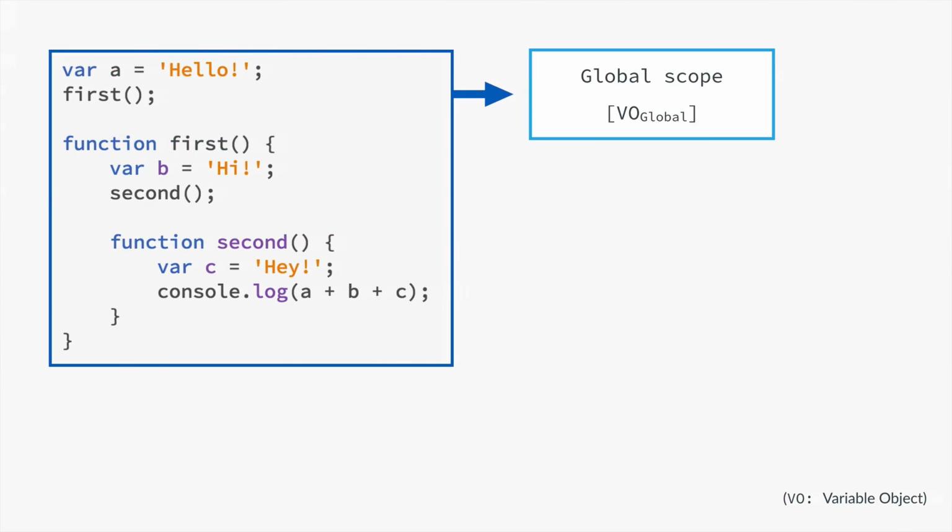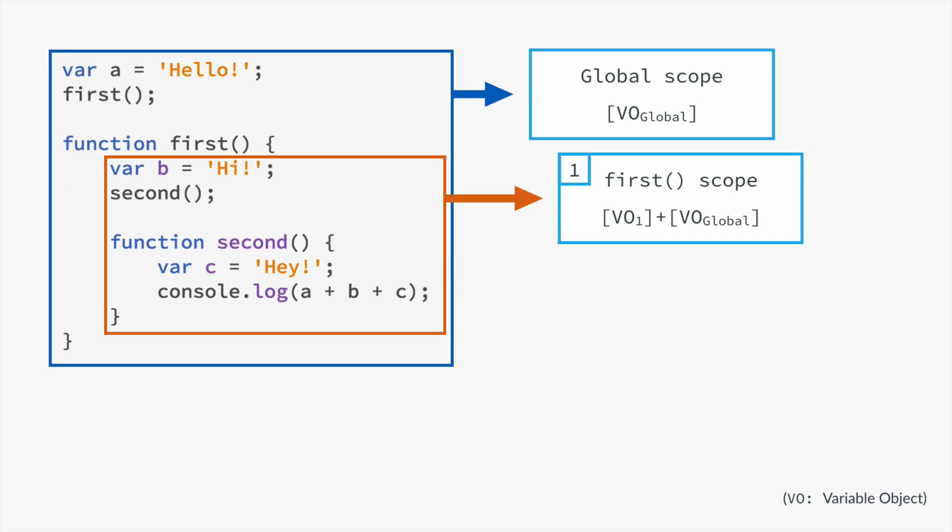So here we have some more demo code. In blue, we have the global scope, which is the scope that is accessible from everywhere, from all functions. Like the global execution context, you can think of the global scope as the default scope. So in this scope, we have access to the variable a and also to the first function. In orange, we have the scope of the first function, which defines the variable b and the second function. And this is a local scope, not a global scope.